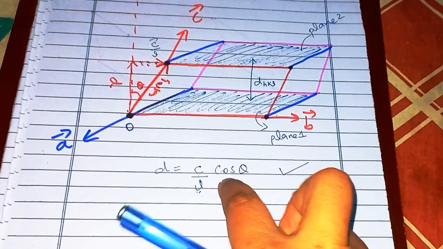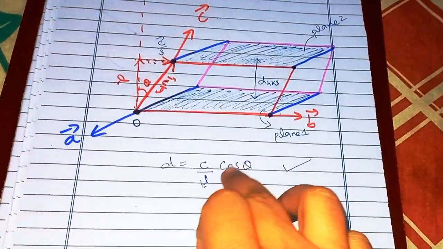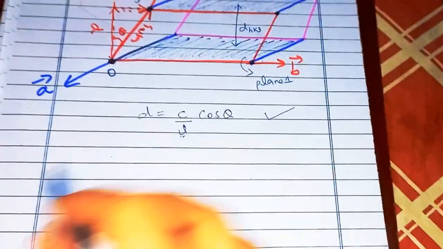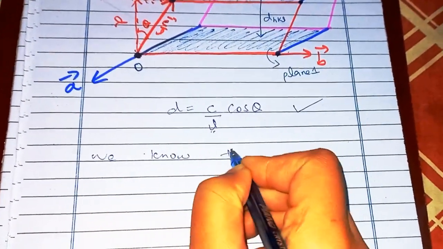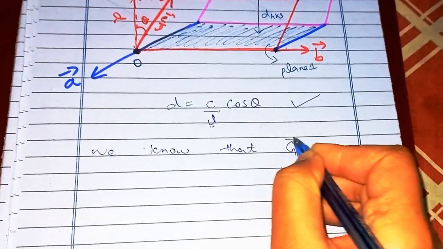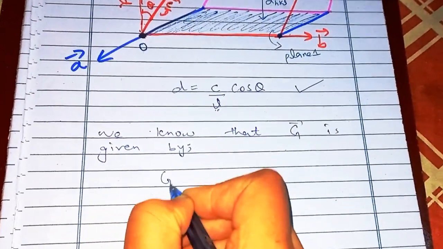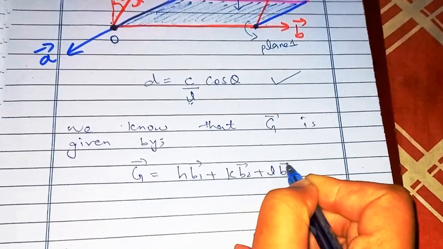Let's proceed. Here cos theta is something we don't know and need to calculate, and cos theta actually specifies the direction of d. So we can do it using the g vector. We know that the g vector is given by g vector equals h b1 vector plus k b2 vector plus l b3 vector.